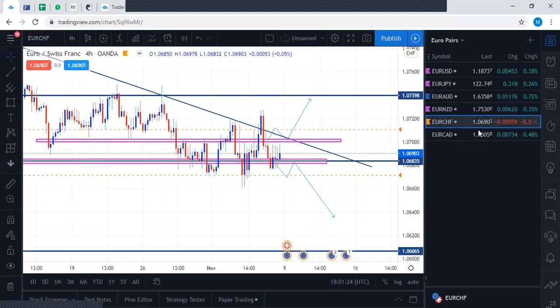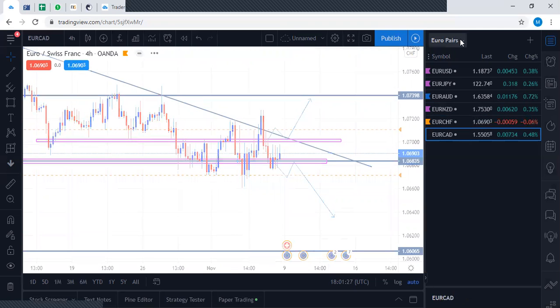If we're done with Euro pairs, now let's hop on to the Pound pairs.